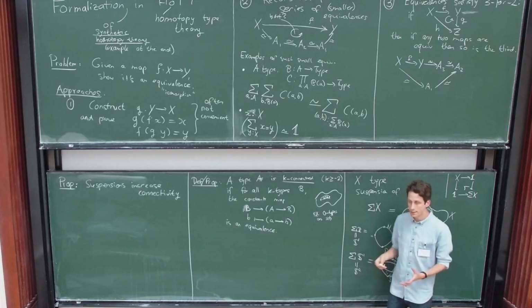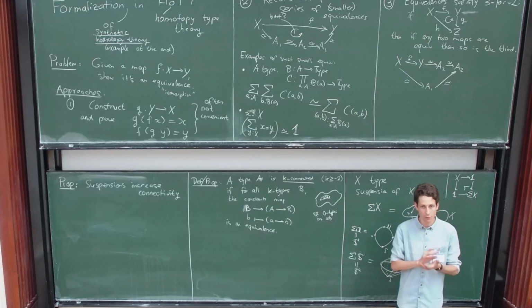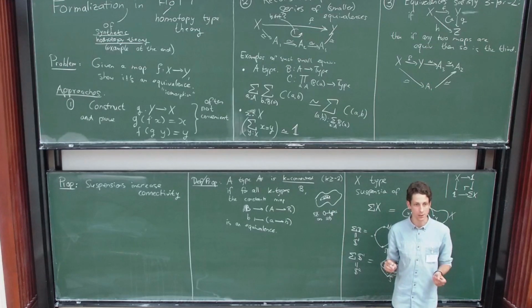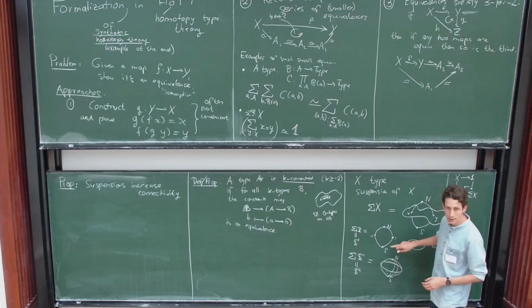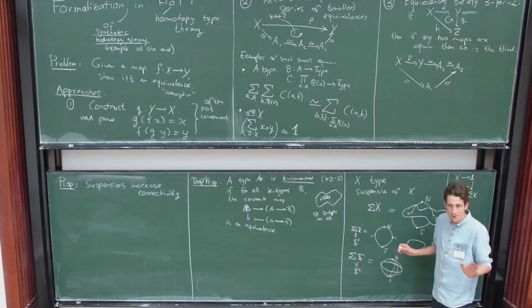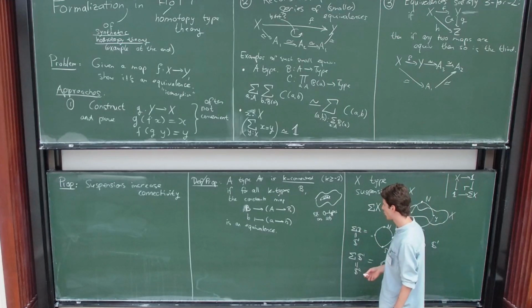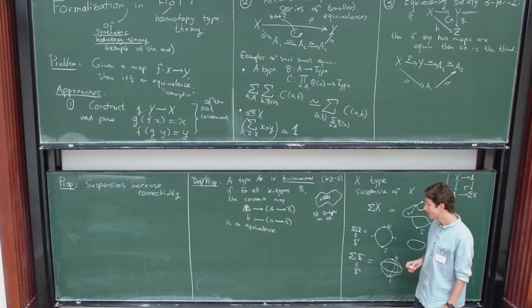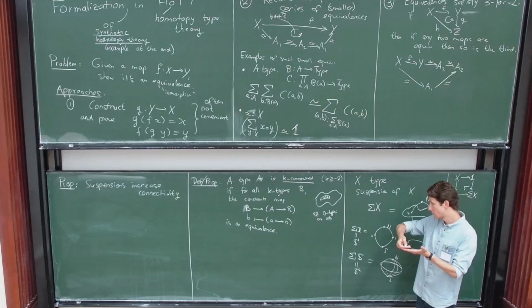So sets in this system are just types which have elements, but no interesting paths between them, right? So natural numbers, or this 2-point type: you just have the 2 points and that's it. And then you can go a little bit higher. So for example, a 1-type is a type where the paths form a set.